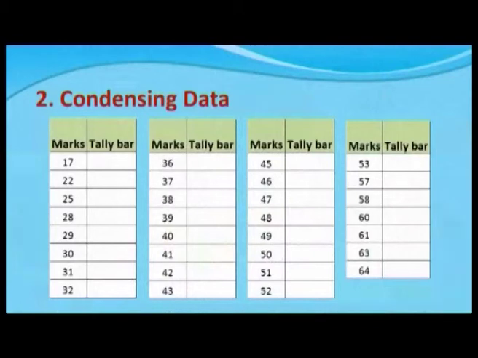As a second step, we will now rearrange the data to bring out meaningful information from the data. We create a two-column table to represent the data. The first column represents all the possible values of the variables, marks in this case. The second column represents a vertical bar called a tally bar, that is put against the number value of the variables. We use one vertical bar for every occurrence of the number in the series.